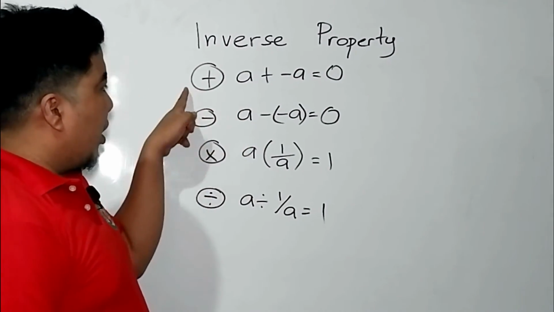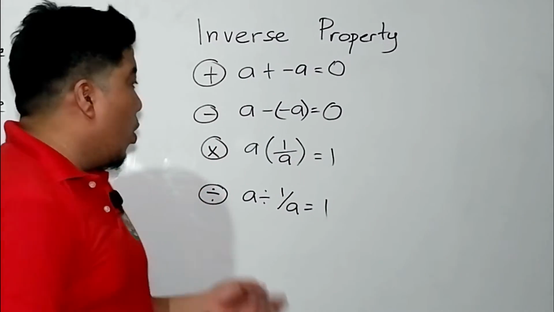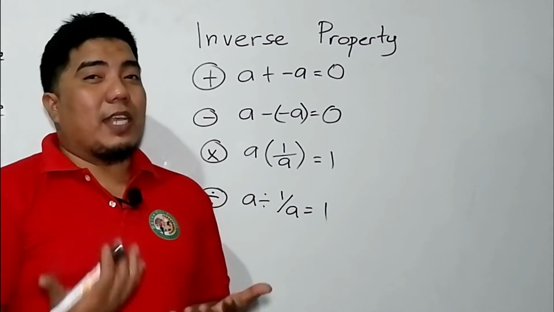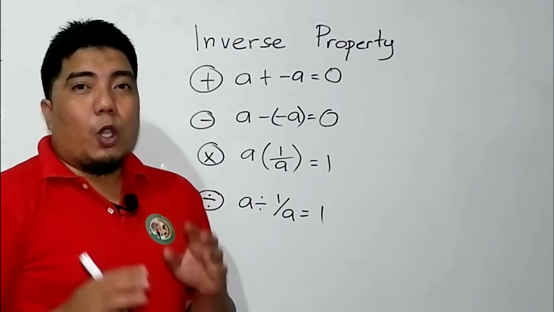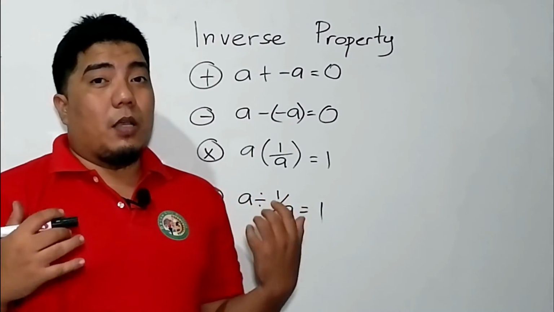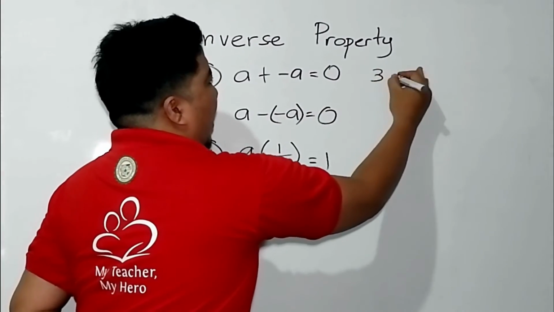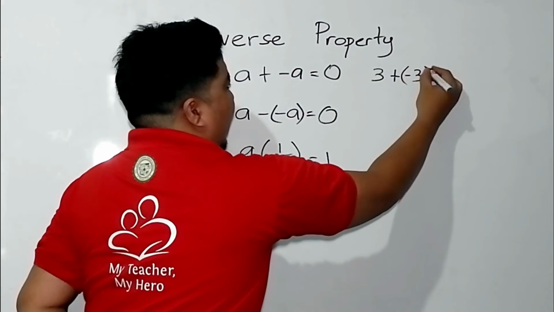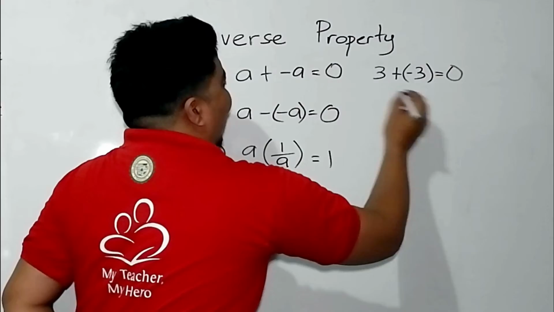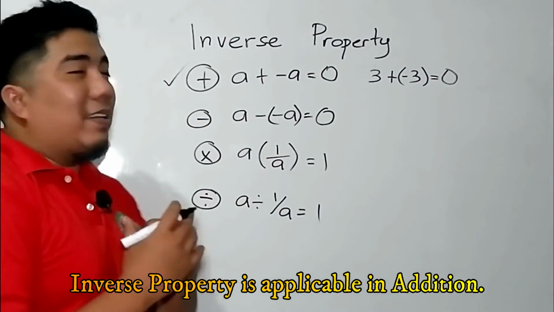Now, remember, in addition and subtraction, the inverse property is its opposite value. While in multiplication and division, the inverse property or inverse element is the reciprocal. Okay, let us check with the numbers. Now, let's say the value of our A is positive 3. So, for addition, we have 3 plus negative 3. The answer is, okay, 3 plus negative 3, the answer is 0. And they are just the same. So, therefore, our inverse property can be applied in addition.